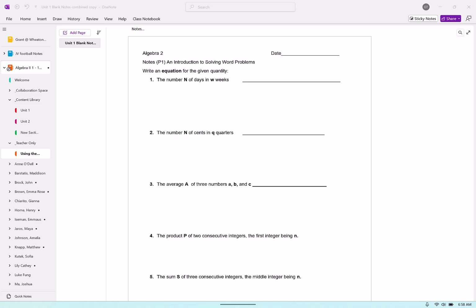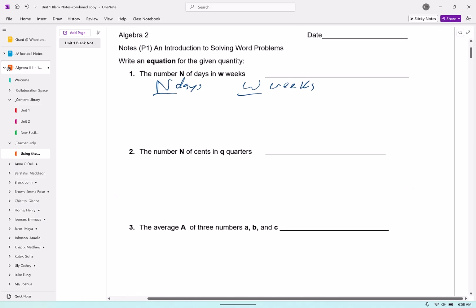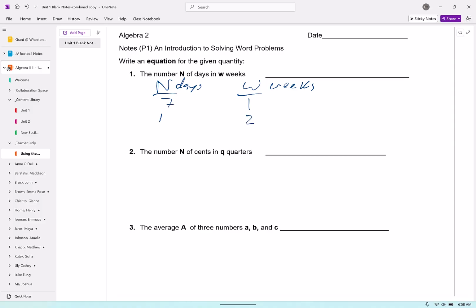All right, so let's start with number one. The number n of days in w weeks. I'm just going to start by making two categories. I have n and I have w. n is days and w is weeks. If I had 1 week, I would have 7 days. If I had 2 weeks, I would have 14 days. If I had 3, I would have 21 days. So what we're seeing is that for every week, I have 7 days. We just know that from common knowledge.